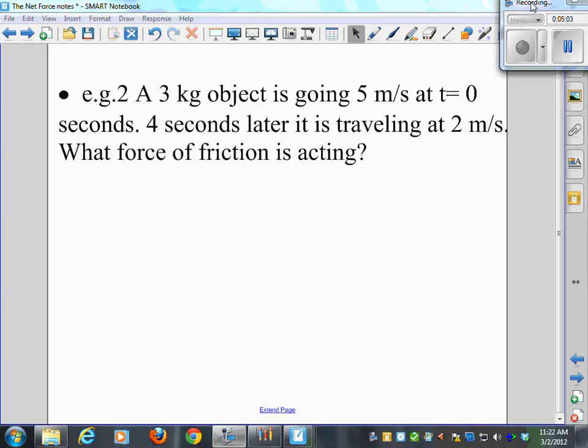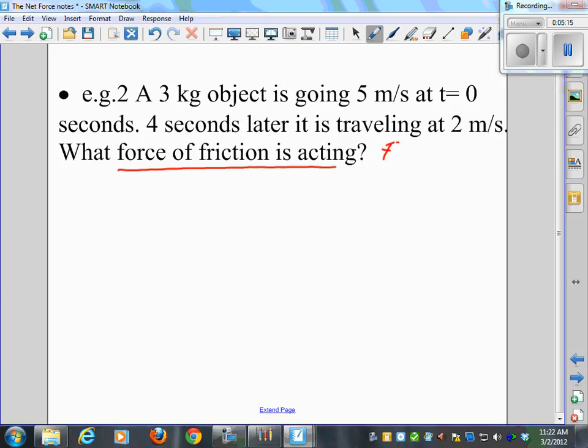Let's try example 2. A 3 kilogram object is going 5 meters per second at t equals 0 seconds. 4 seconds later, it's traveling at 2 meters per second. What force of friction is acting? We are solving for FF. We've got an initial velocity of 5 and a final velocity of 2. I need to find my acceleration first, don't I?